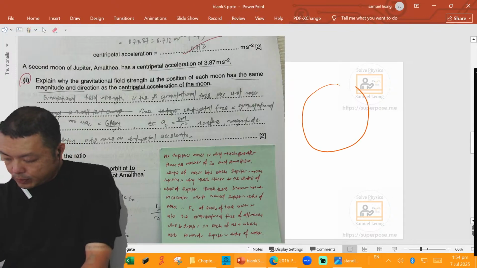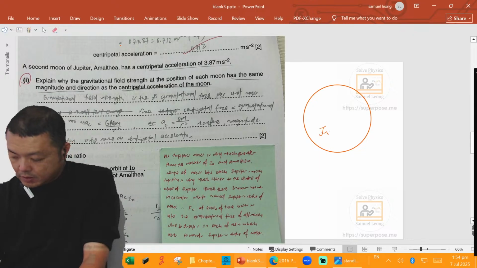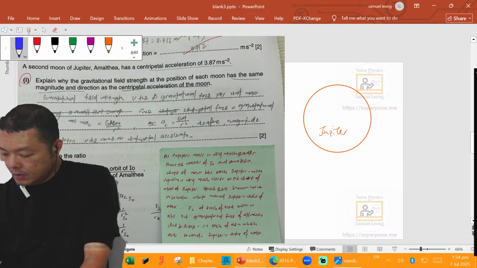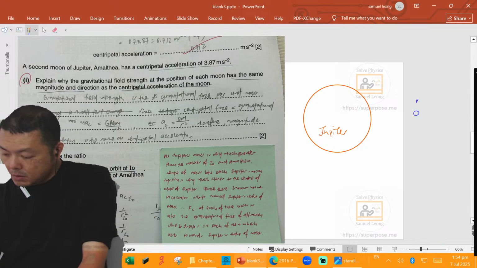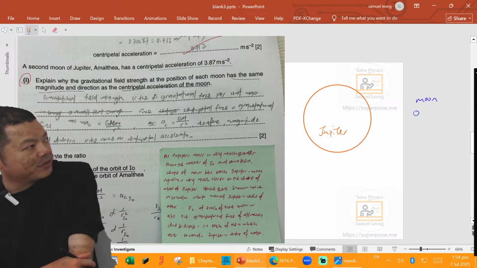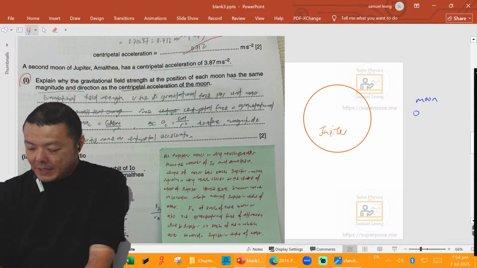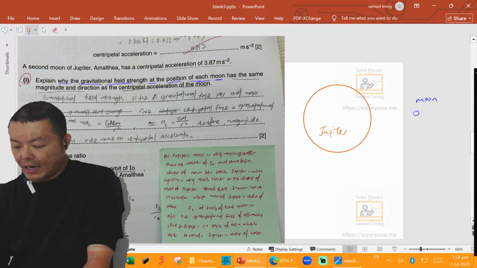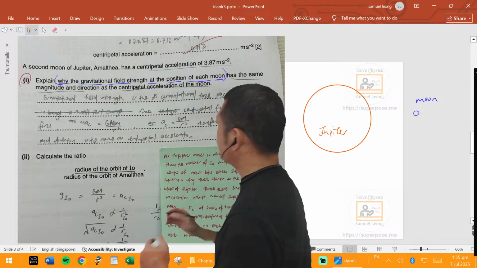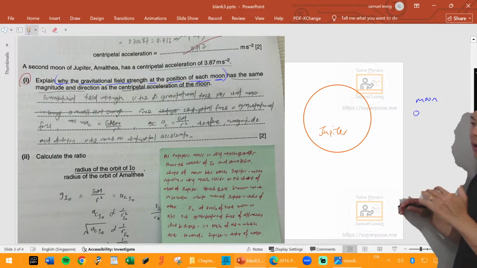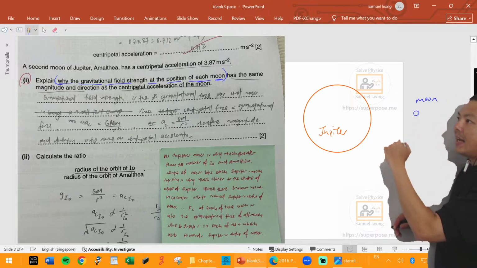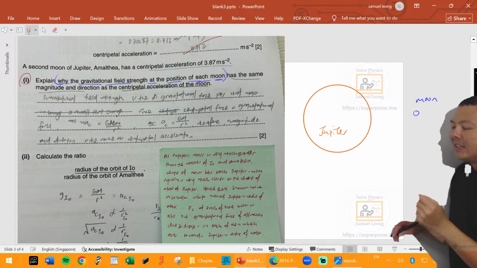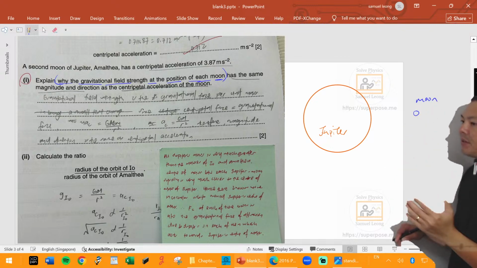Wait, this is Jupiter, right? This is Jupiter. Then this one is the moon. I don't care what the name is. They're basically asking you why the G field strength at the position of each moon. Let's understand this statement first. G field strength at the position of each moon. Do you understand that they are not asking you about the G field strength of the moon? They are saying the G field strength that the moon experiences.